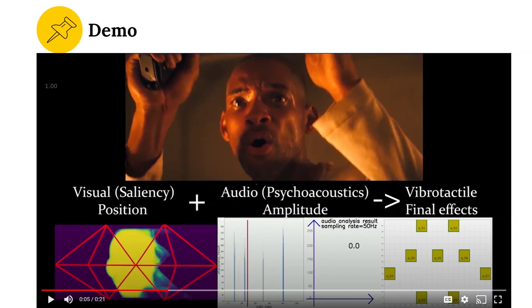When the mutants burst in and crash the glass door, high audio fusion parameters are present, and actuators are triggered according to saliency on the frame.